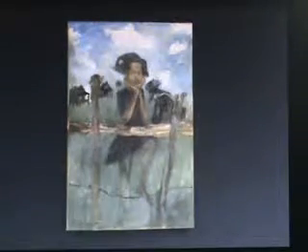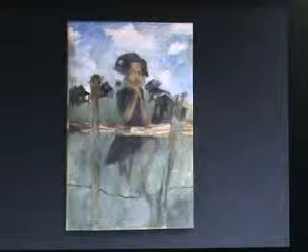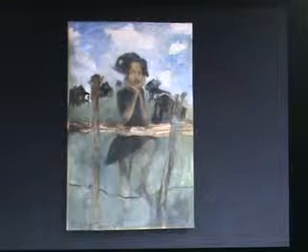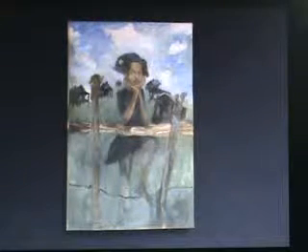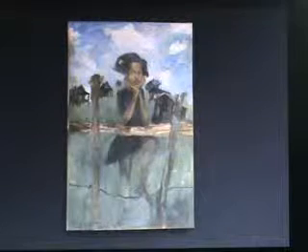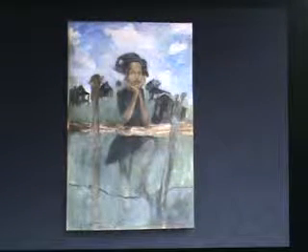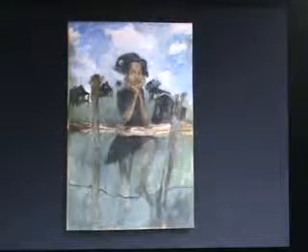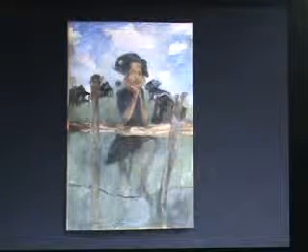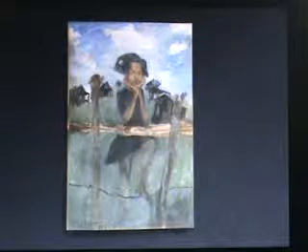Here's an illustration by Philip Evergood. And how does the girl look like she feels? Yes, she looks sad, doesn't she? But really, look closely at her face. Does her face look sad? Not so much sad, right? Maybe like she's thinking or she's a little bit angry.